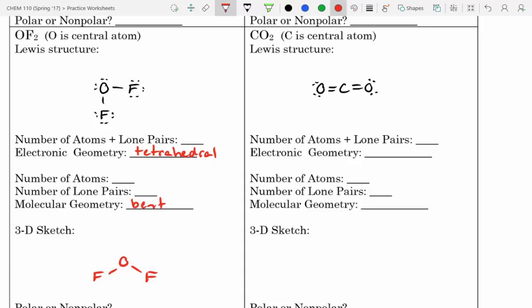All right, the next one, CO2. Let's focus on the central carbon. What's the electronic geometry? Linear. We only have 2 bonded atoms. And then its molecular geometry? Linear. And again, for double bonds, don't worry about showing perspective. It's okay to draw it just like that.